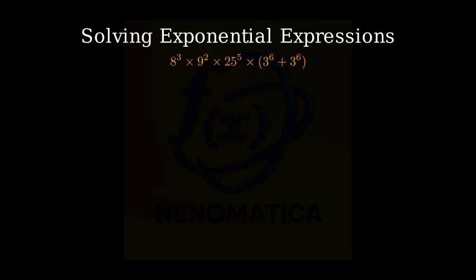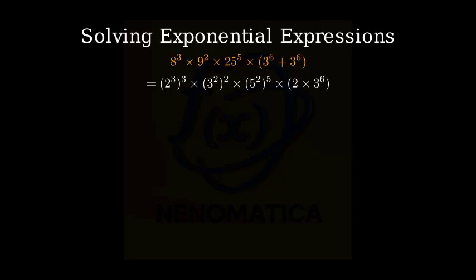8 cubed times 9 squared times 25 to the 5th power times the sum of 3 to the 6th plus 3 to the 6th. First, let's rewrite each term using its prime factorization. 8 equals 2 cubed, 9 equals 3 squared, and 25 equals 5 squared. So we can rewrite the expression as 2 cubed to the 3rd power times 3 squared to the 2nd power times 5 squared to the 5th power times the sum, which we can simplify as 2 times 3 to the 6th power.